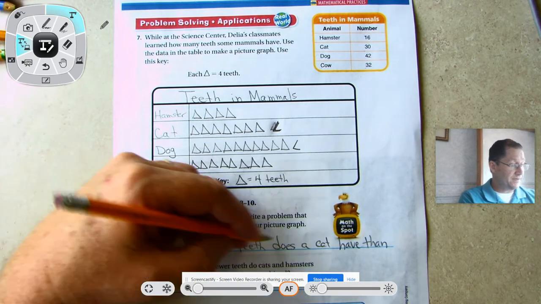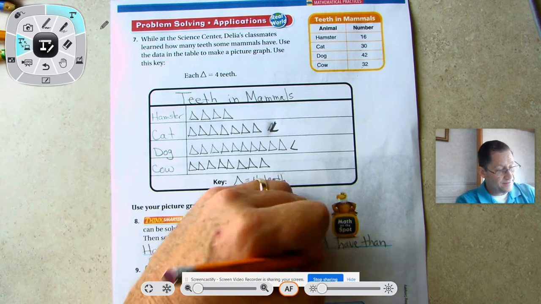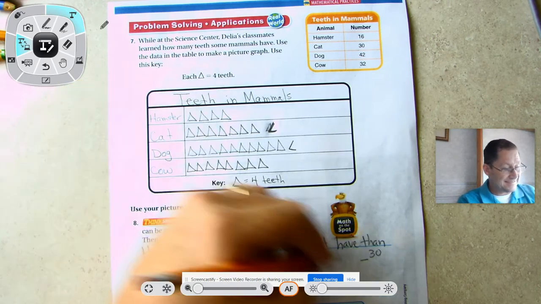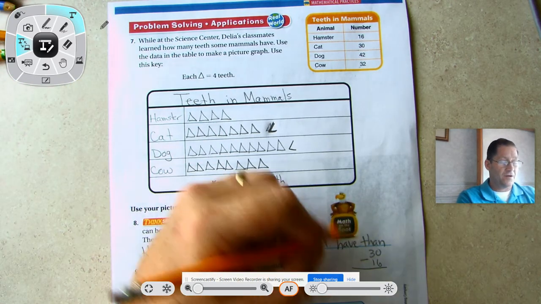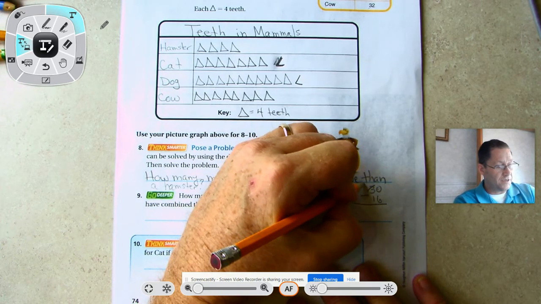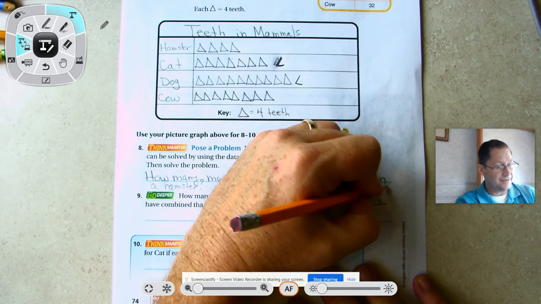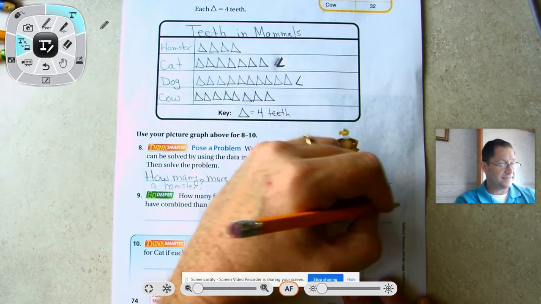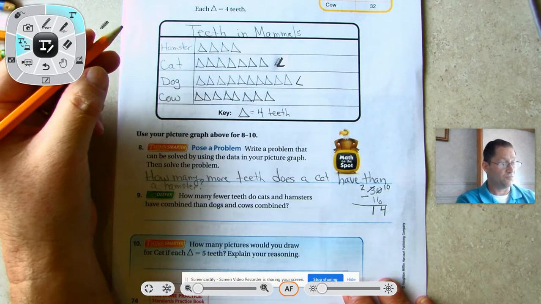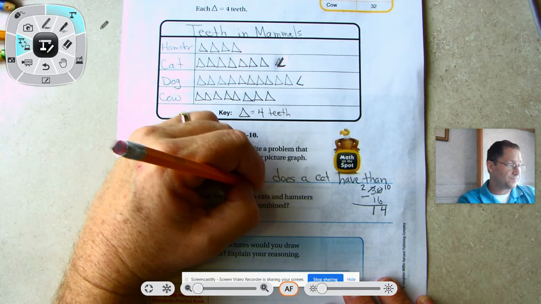Okay, so how many more teeth does a cat have than a hamster? A cat has 30 teeth. A hamster has 16 teeth. We know that we can't take 6 from nothing, so we're going to regroup the 3 tens as 2 tens and 10 ones. 10 take away 6 is 4. 2 tens take away 1 ten is 1. So 14 more teeth.